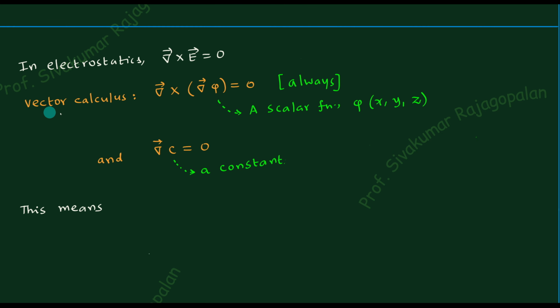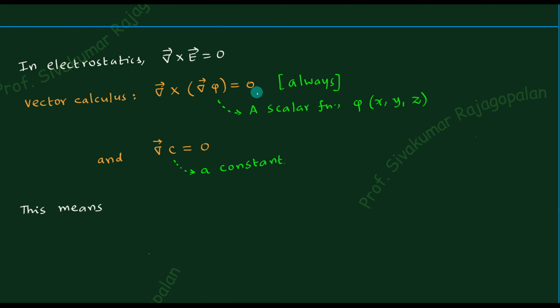And the rule of vector calculus says that the curl of the gradient is always 0. This is from pure mathematics, where phi can be any kind of scalar function. Okay, that means it's not a constant. Scalar function means it's a function of x comma y comma z. Just to refresh your memory, we are always talking about three dimensions.